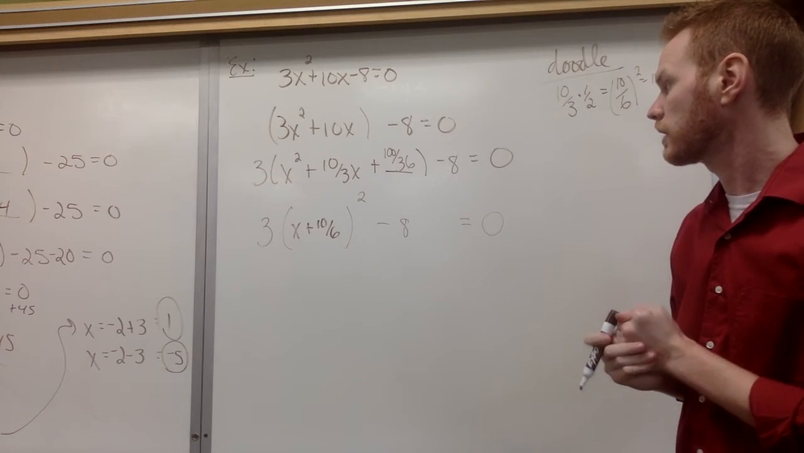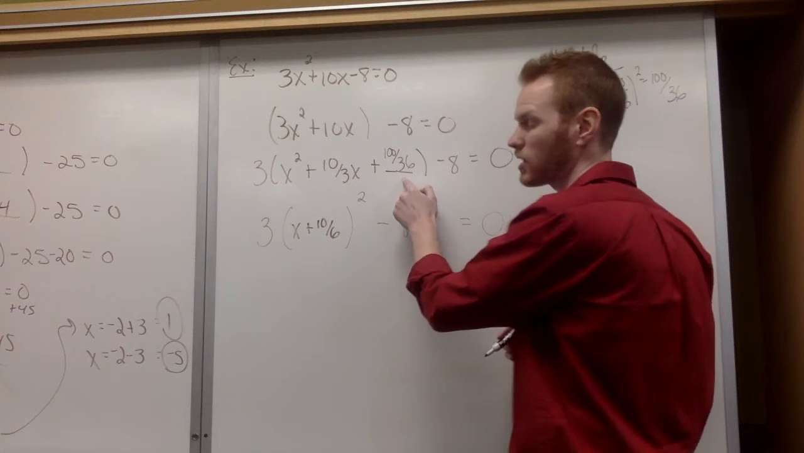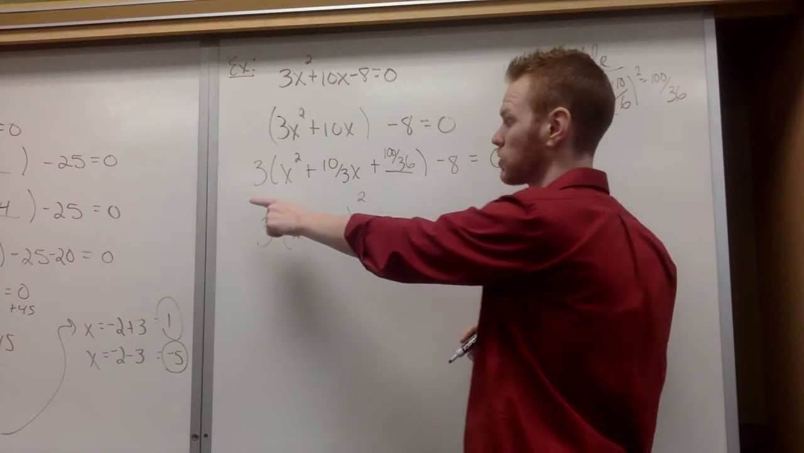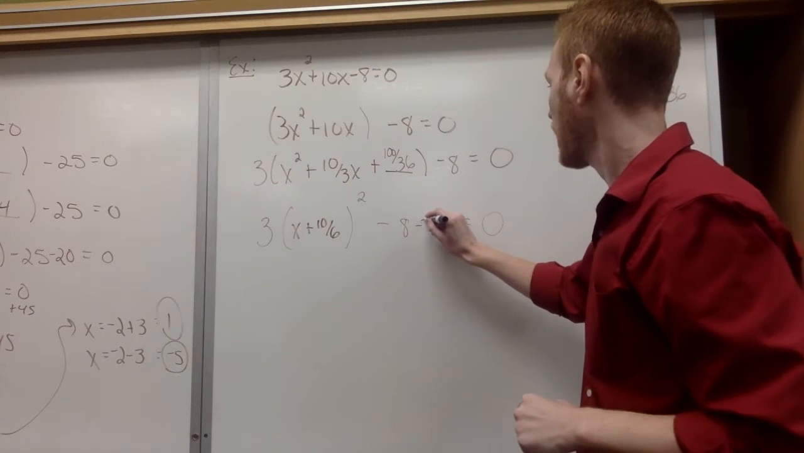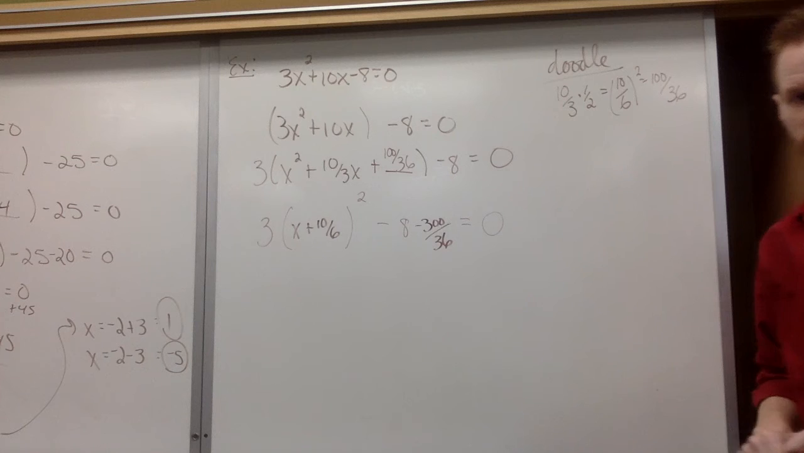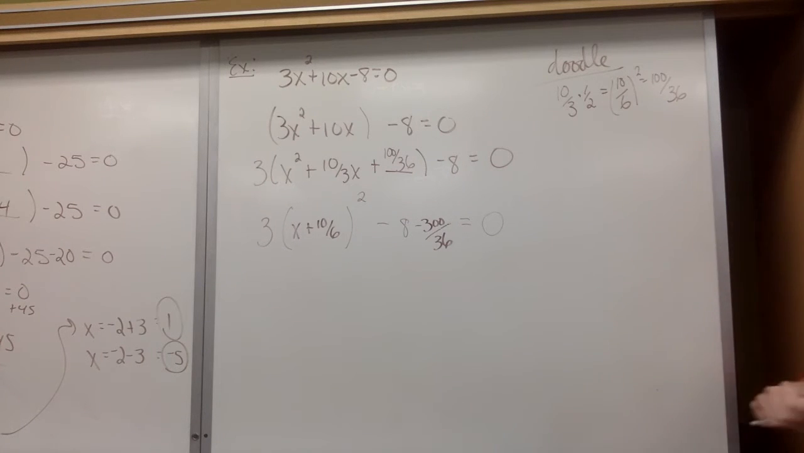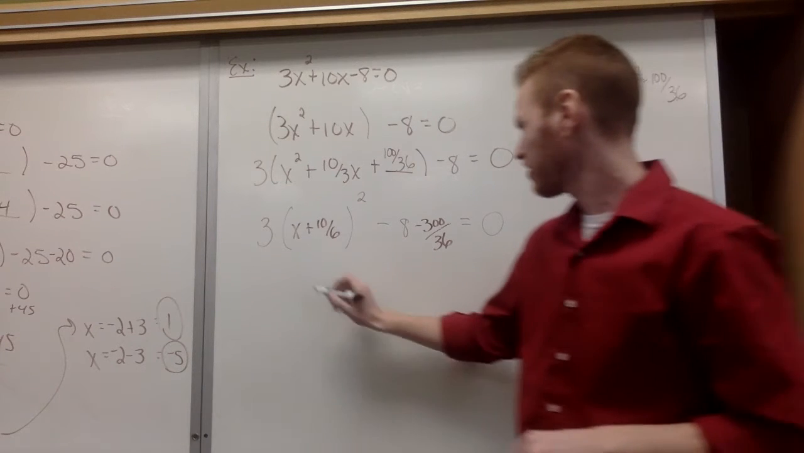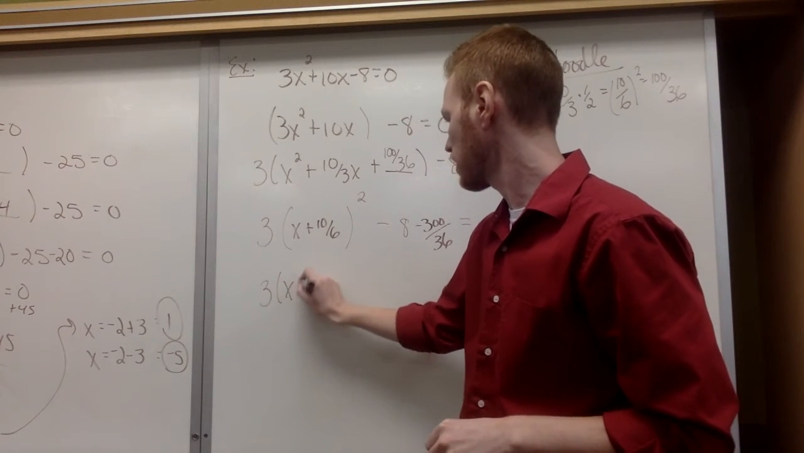Now, what do I subtract on the outside? Well, remember, it's not just this, it's the factor, whatever it is. In this case, it's 3. It's 3 times this. So we're going to subtract 300/36. There's some fun numbers going on here, huh? Okay, next, I'm going to just combine some stuff together.